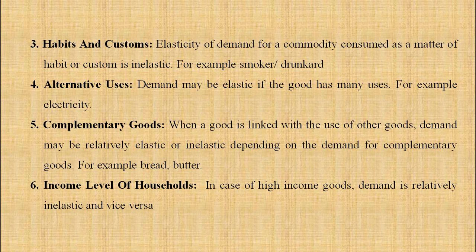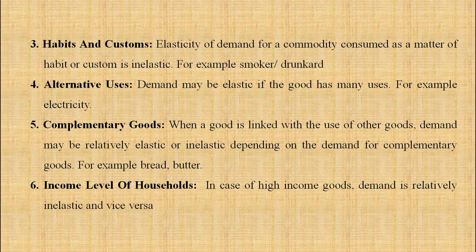Next, habits and customs. Elasticity of demand for a commodity consumed as a matter of habit or custom is inelastic. For example, smoker, drunkard, etc. Next, alternative uses. Demand may be elastic if the good has many uses. For example, electricity.